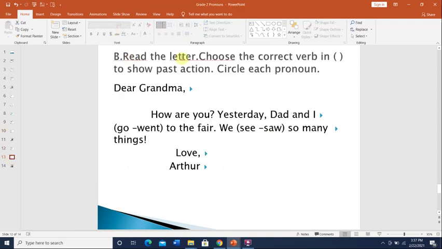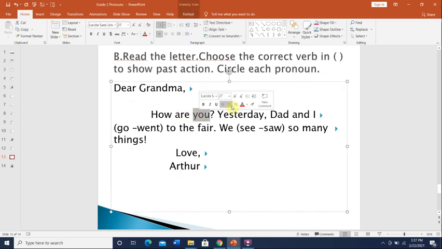The last part is a letter. It says read the letter, choose the correct verb in the bracket to show past action. So we will read the letter and we will circle the correct verb that shows the past action, and we will also circle the pronoun. So let's start reading. Dear Grandma, how are you? Yesterday Dad and I went to the fair. We see or saw so many things. Love, Arthur.